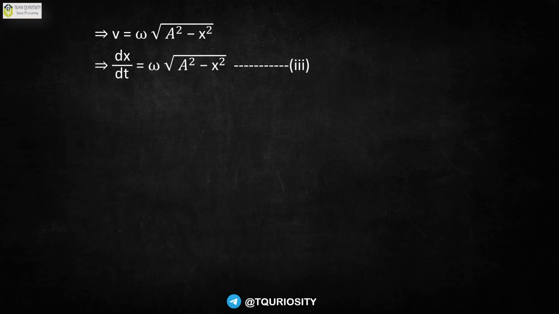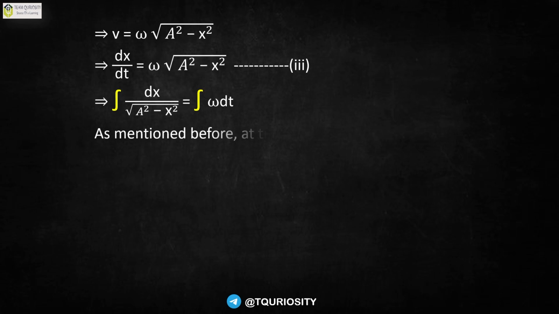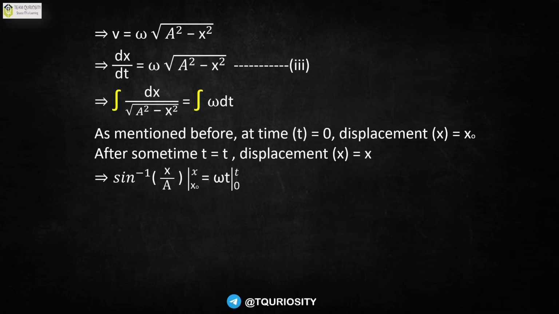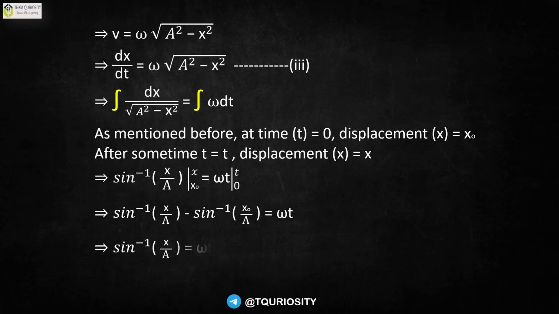From equation 3, taking dt to the right side and putting integration, we get integration dx by whole root over of a square minus x square is equal to integration omega dt. As mentioned before, at time t is equal to 0, displacement will be x is equal to x naught. After some time t is equal to t, displacement x is equal to x. Now putting proper limits to the integration, we get sin inverse x by a with limits x naught to x is equal to omega t with limits 0 to t. Also, we can write sin inverse x by a minus sin inverse x naught by a is equal to omega t. By taking sin inverse x naught by a to the right side, we get sin inverse x by a is equal to omega t plus sin inverse x naught by a, where sin inverse x naught by a is equal to phi, where phi is the phase difference.